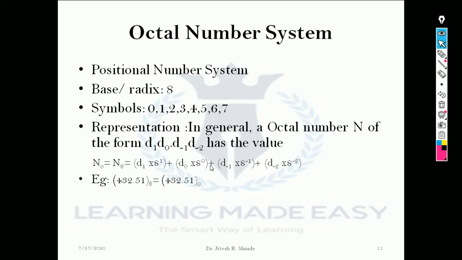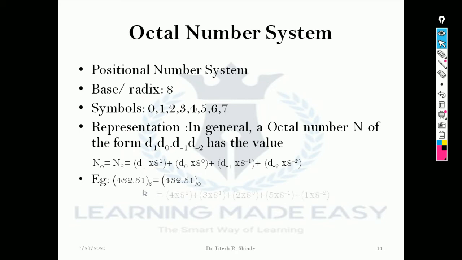So capital N in the octal number system will be represented as N at the base 8. To show that N is in the octal number system, at the base sometimes O may be written or 8 may be written. So the representation is d1 into 8 to the power 1, d0 into 8 to the power 0 plus d minus 1 into 8 to the power minus 1 plus d minus 2 into 8 to the power minus 2.